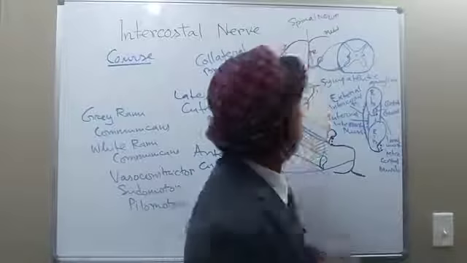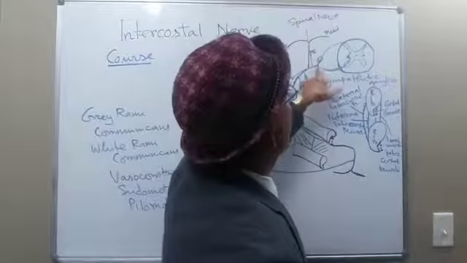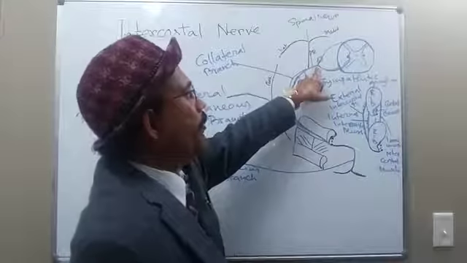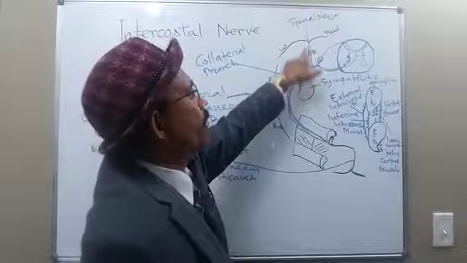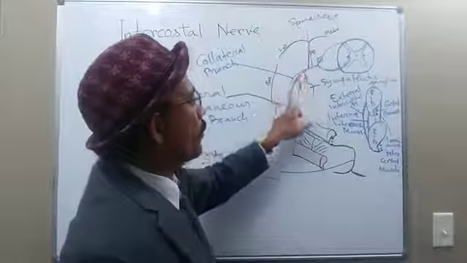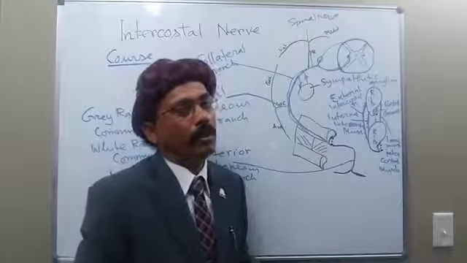Okay, so let us summarize again. We have formation of the spinal nerve in the intervertebral foramen. Then we have posterior primary ramus coming out. Then at this point, the anterior primary ramus is called the intercostal nerve. We have typical intercostal nerve. We have atypical intercostal nerve.